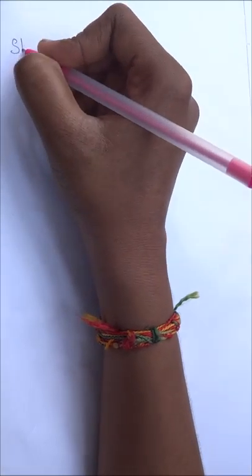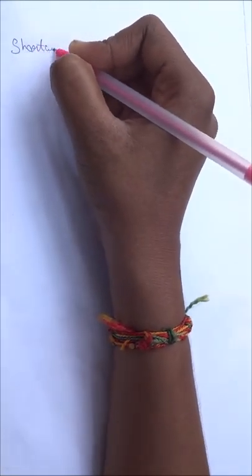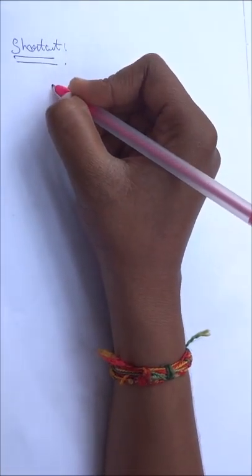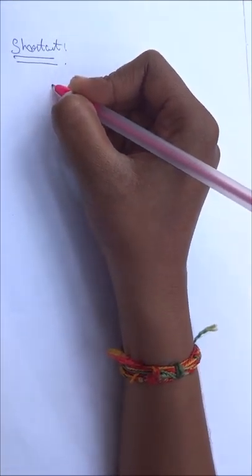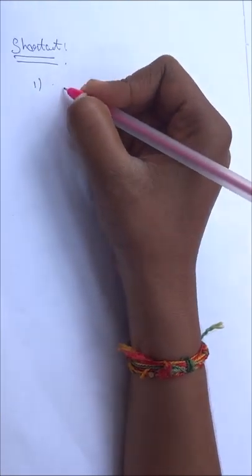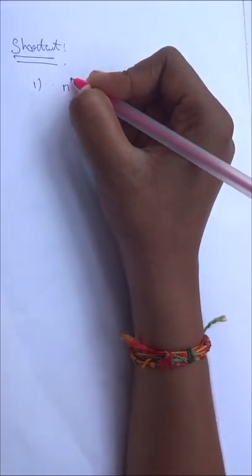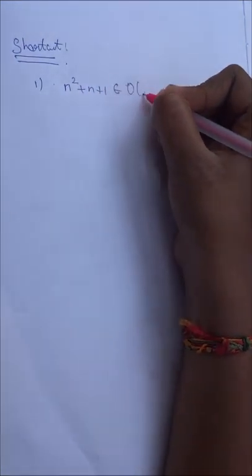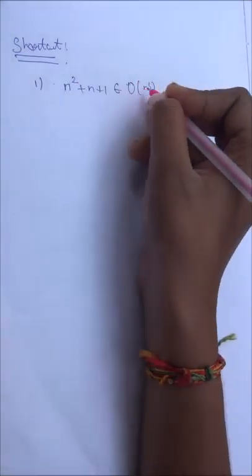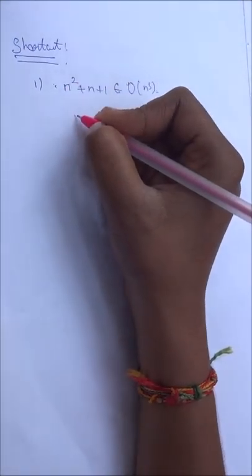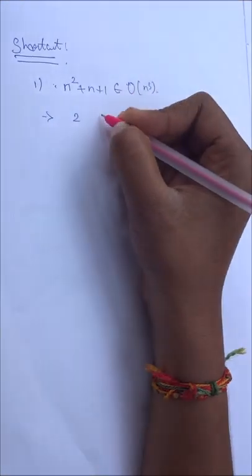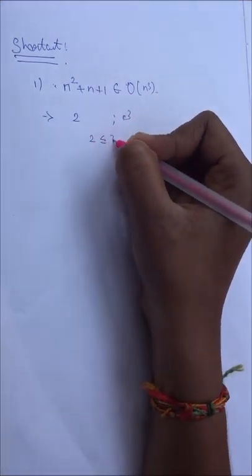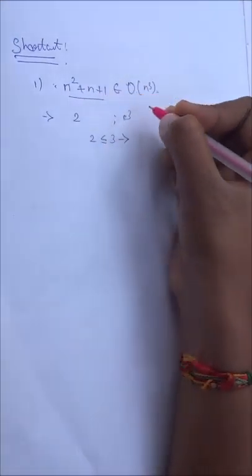There is a shortcut for this. We should compare the degree of f of n and g of n. Let's see one example. n square plus n plus 1 belongs to big O of n cube. Compare the order. This is f of n. f of n's degree is 2 and g of n's degree is 3. Obviously 2 is less than or equal to 3. So the given statement is true.